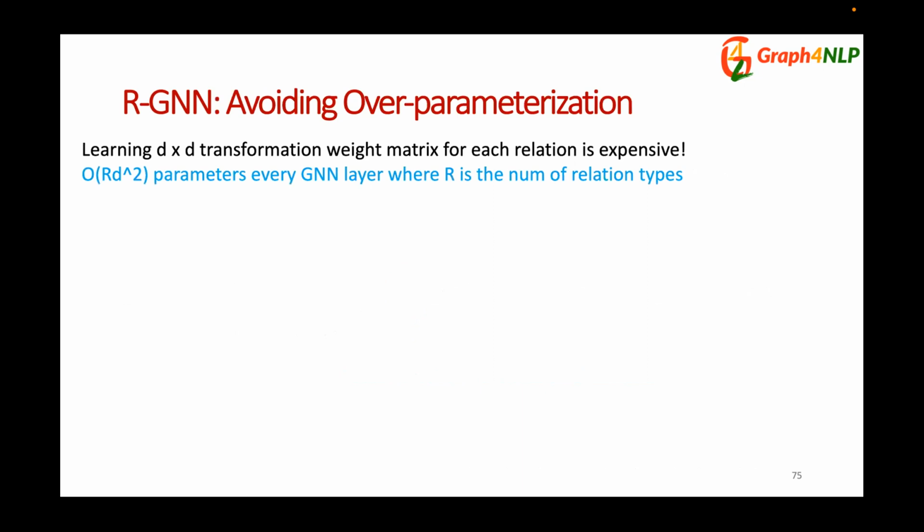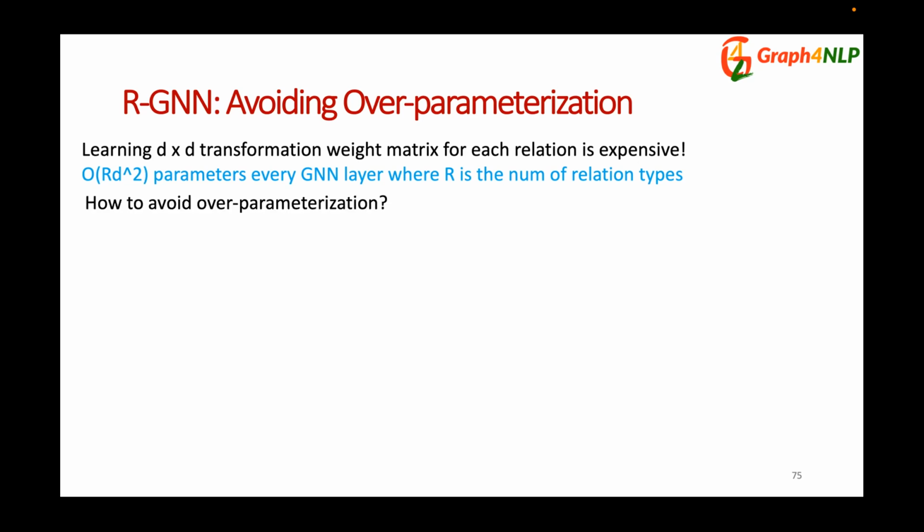RGN is actually quite good at doing relation-specific message passing, and hence can handle multi-relational graphs. However, it is kind of expensive because we have to learn a d by d transformation weight matrix for each relation. And for some scenarios, for example, a knowledge graph, which has a bunch of relation types, this is quite expensive, and it's easy to overfit the data because we have too many model parameters.